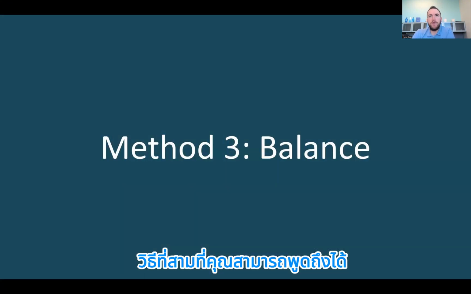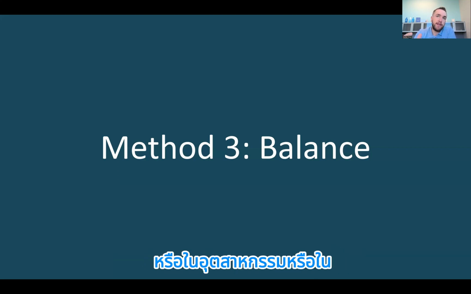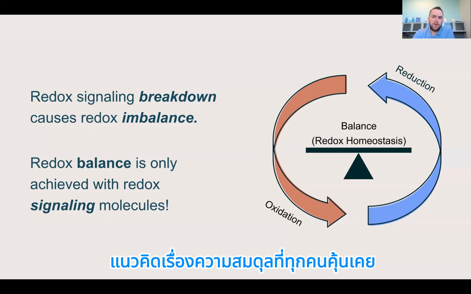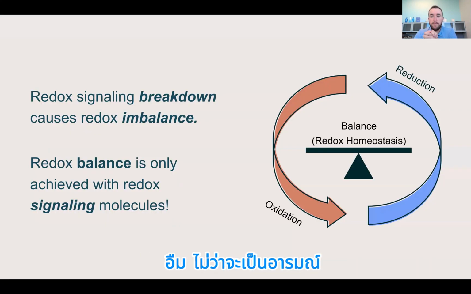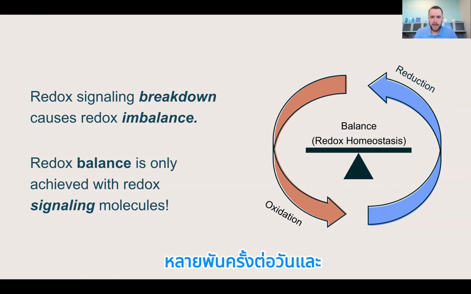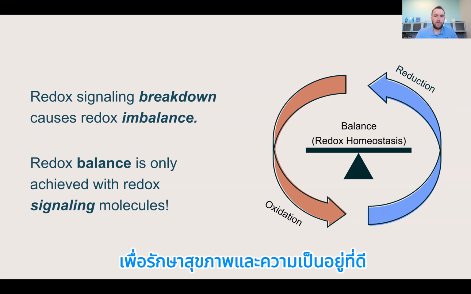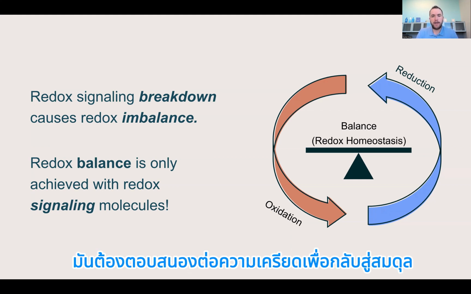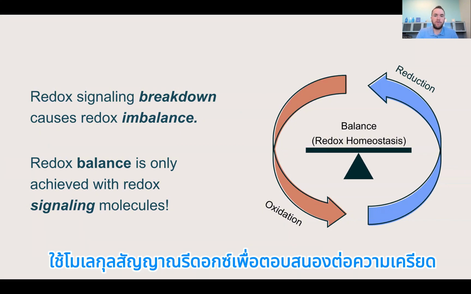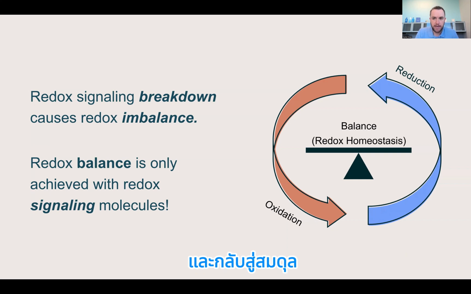The third way that you could talk about redox signaling molecules and redox signaling technology is this concept of balance, or in the science, we call it homeostasis. Everybody's very familiar with wanting to achieve balance, whether that be emotionally, mentally, or physically. Our body is exposed to stressors thousands of times a day. And in order to maintain its health and wellness, it has to respond to stress to get back into balance. Your body uses redox signaling molecules to respond to stress and get back into balance.